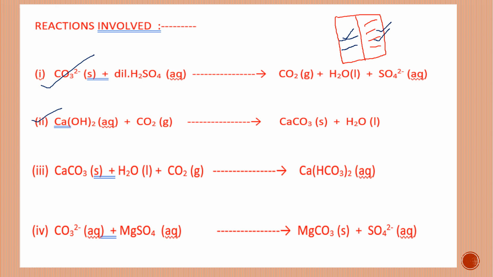So here the first reaction, CO2 is evolved. This is the gas which is responsible for brisk effervescence, and this is lime water. Lime water reacts with CO2 and turns milky because calcium carbonate is formed. So here you can write this is a white precipitate.